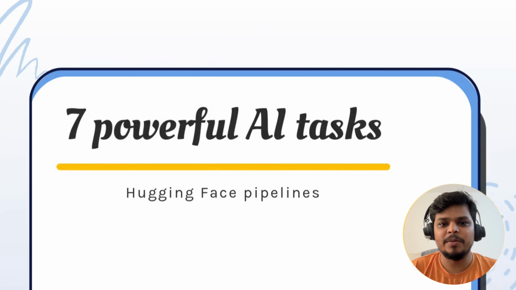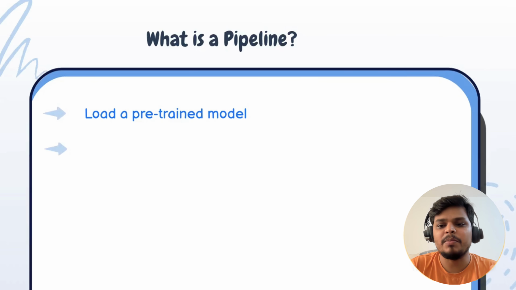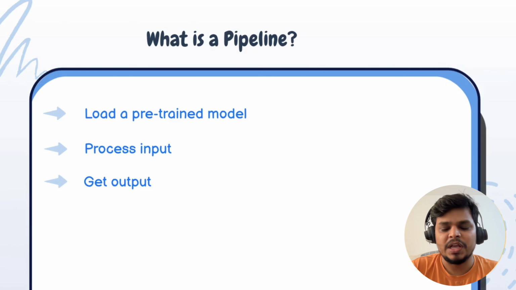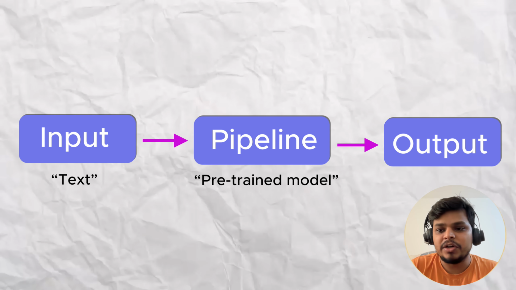If you haven't watched the previous video, pipelines are simple abstraction that lets you use pre-trained AI models with minimal code. As we have seen in the previous video, the input goes to the pipeline and we get an output. The exact same idea applies to audio and images as well. Instead of text, we can now provide an audio file or an image as input. Let's start with speech recognition. Here the model converts spoken audio into text.